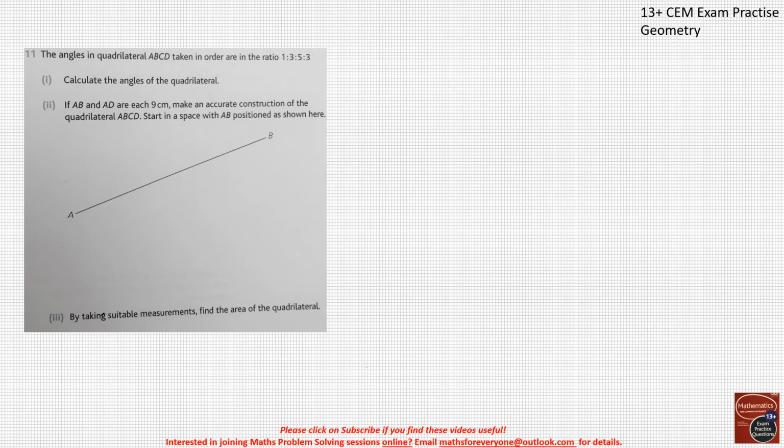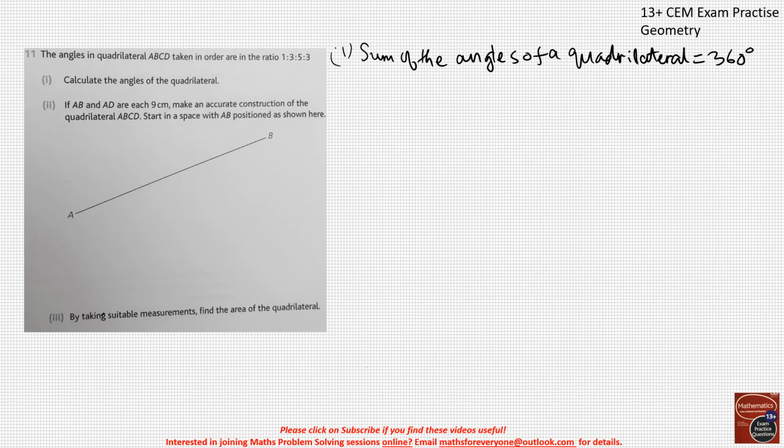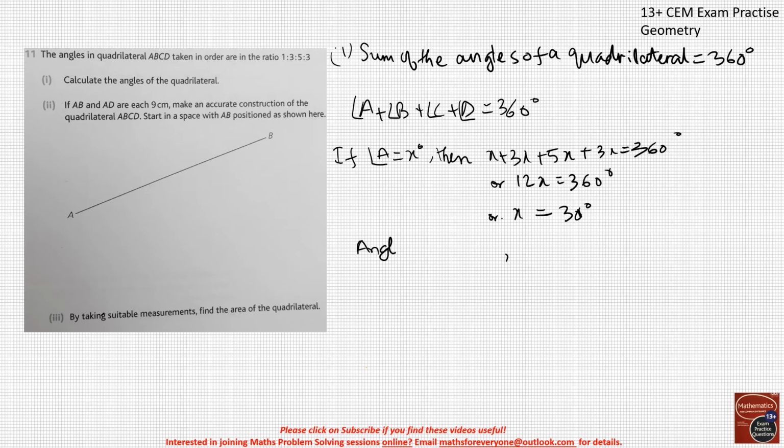1:3:5:3. Calculate the angles of the quadrilateral. So that's what I do. I know the sum of the angles of a quadrilateral is 360 degrees. So if I assume one angle is x and represent the other angles in terms of x, add them together to form an equation, and solve for x, what do we get? x is 30 degrees. So my angles are 30, 90, 150, and 90.